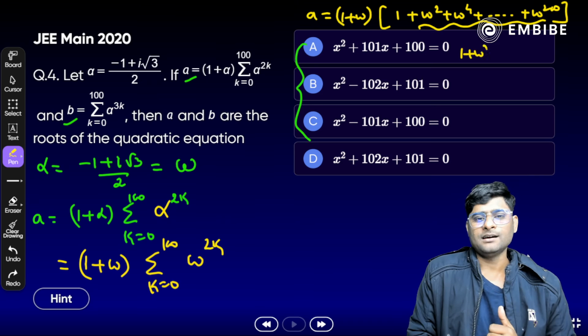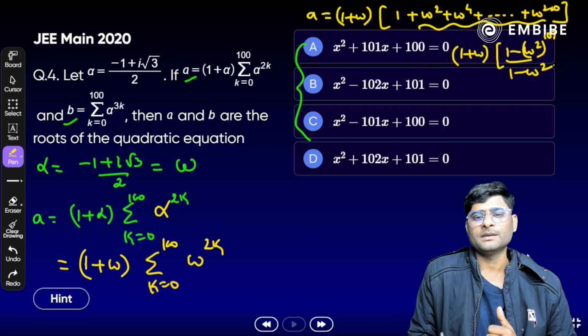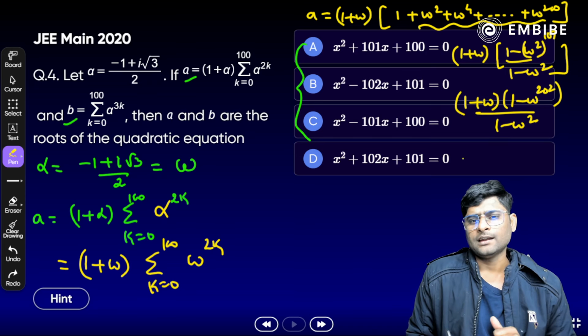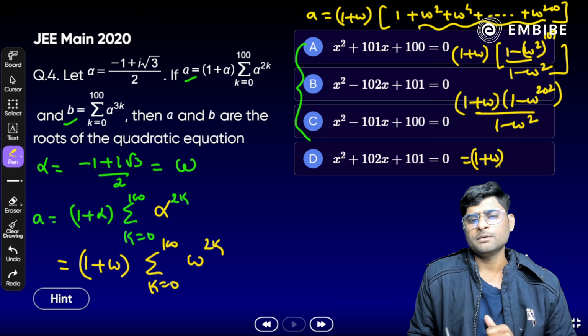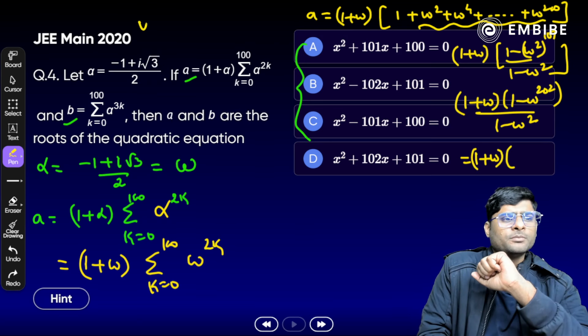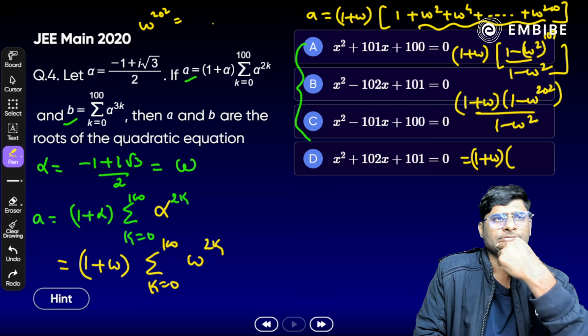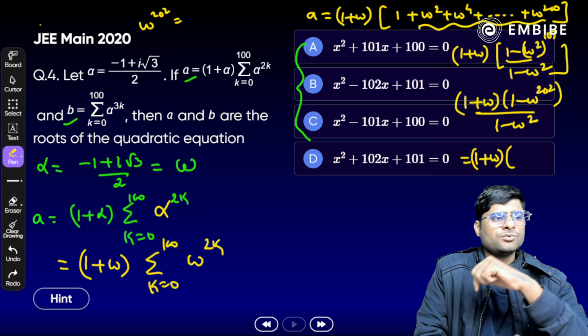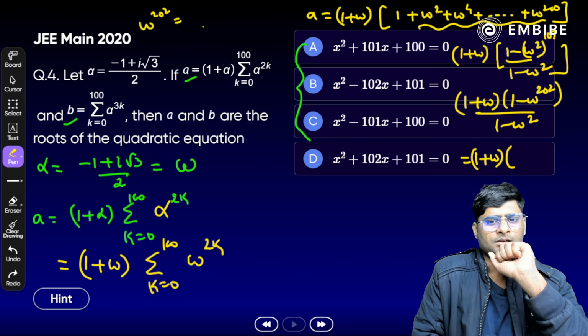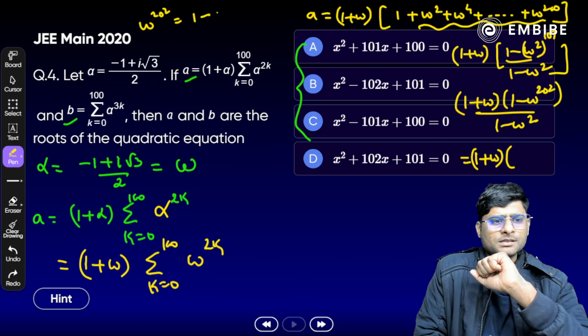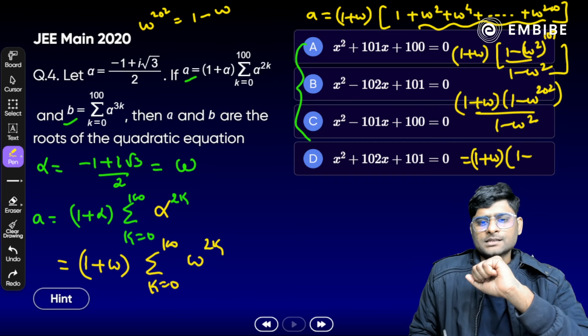GP, common ratio omega square. 1 plus omega, or we can say 1 minus omega square raised to the power 101 divided by 1 minus omega square, or it can be written like 1 plus omega, or 1 minus omega raised to the power 202 divided by 1 minus omega square. And the denominator has 1 plus omega. Numerator is 1 minus omega raised to power 202. Omega raised to power 202 ka aap kya likh sakte hain? 201 times into omega. Yes, omega cube is 1, so that should be 1 minus omega. So it is again 1 minus omega.